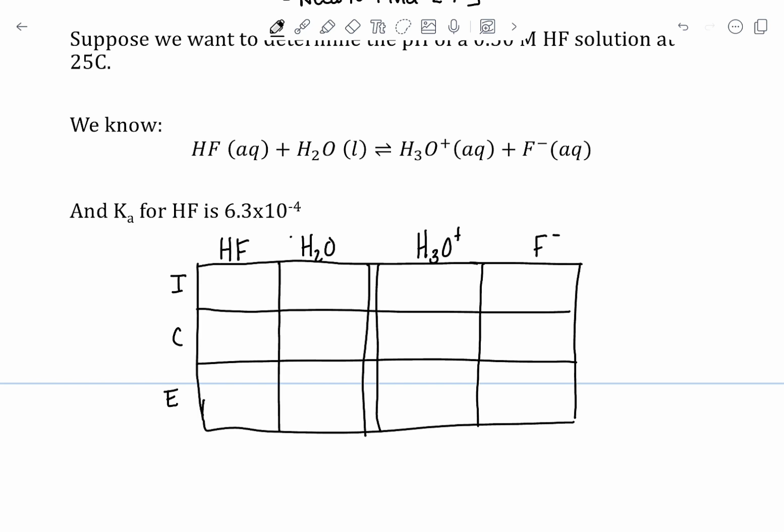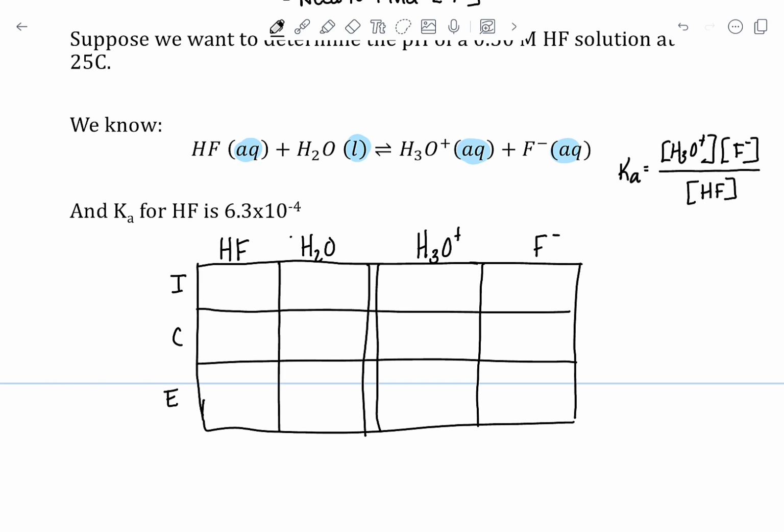Now, before we start putting in numbers, let's think about our reaction. Now we have HF, which is aqueous, reacting with water, which is a liquid, creating two aqueous species. Now, if we look at our Ka expression, we know that it's going to be the concentration of H3O plus times the concentration of F minus, all over the concentration of HF. We ignore the water in our Ka.